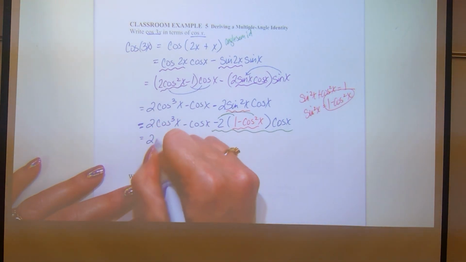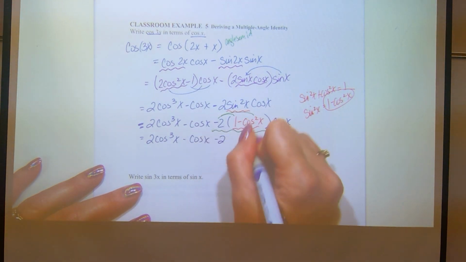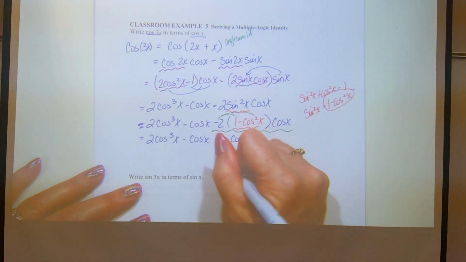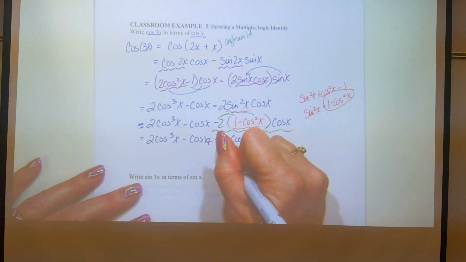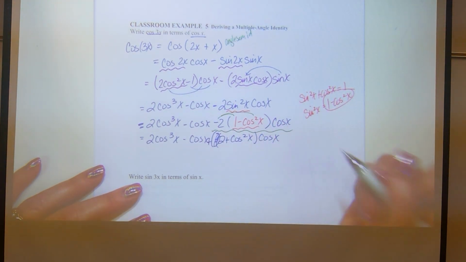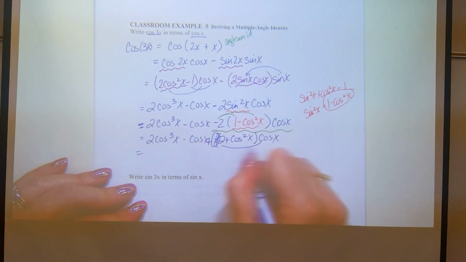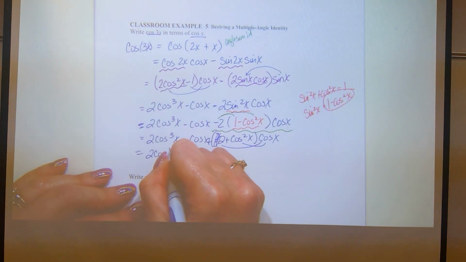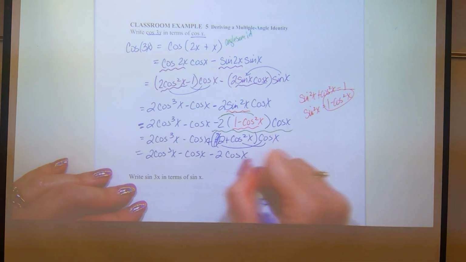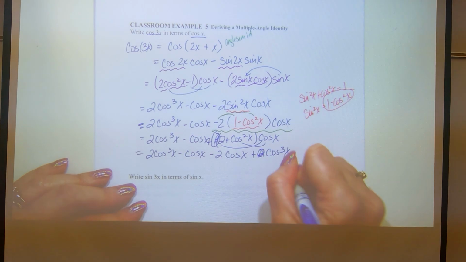I'm going to go ahead and do that in a couple of steps. Let's do 2 cosine cube x minus cosine x minus 2 plus cosine square x plus a negative 2 cosine square x times cosine x. And then I distribute this cosine. So I've got 2 cosine cube x minus cosine x minus 2 cosine x plus cosine cube x.